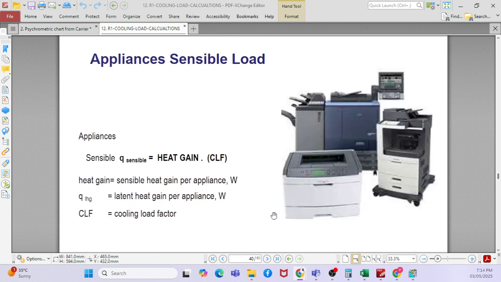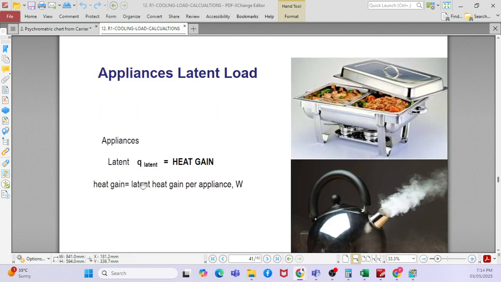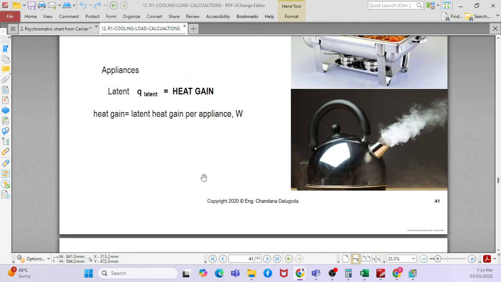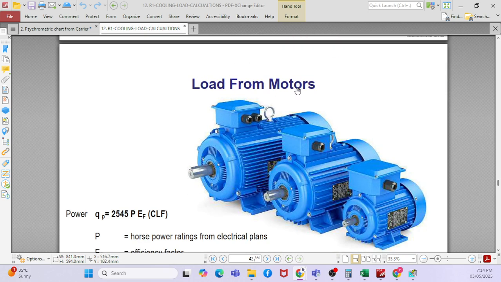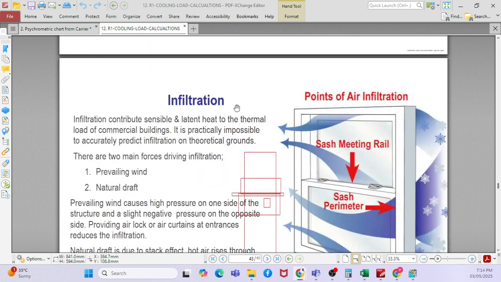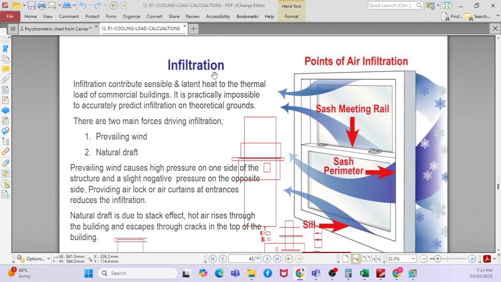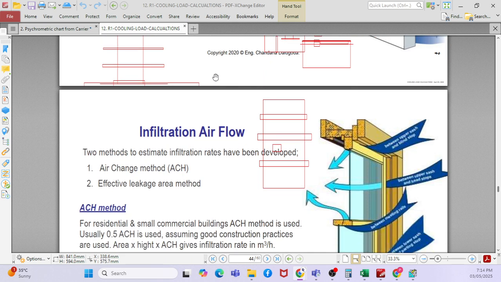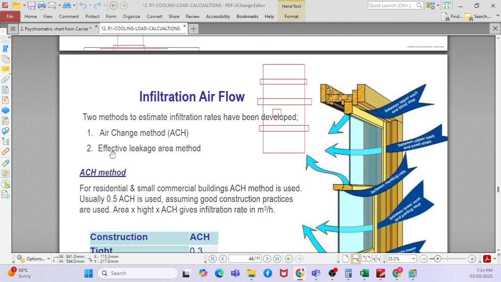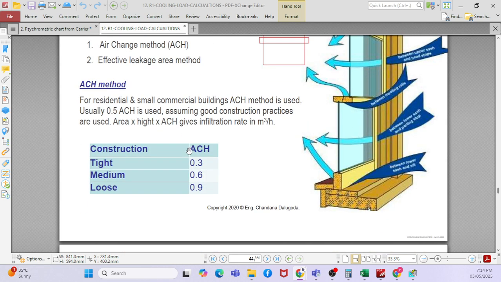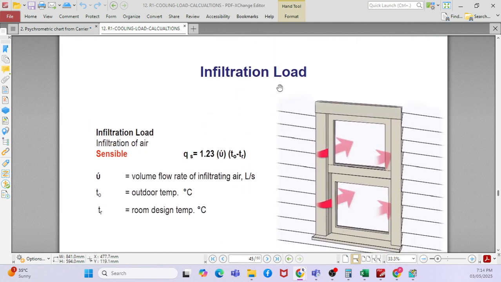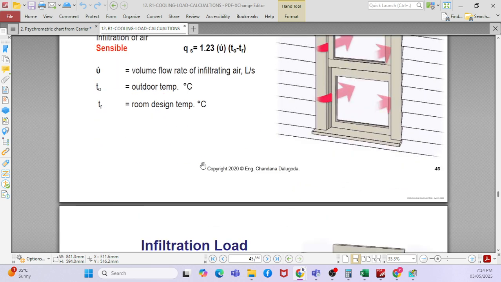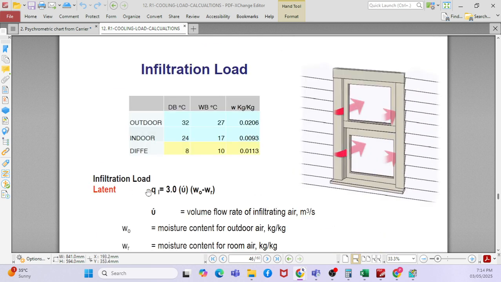Then you have appliance sensible load, and appliance latent load, there is an equation. Then you have a latent load from motors. Then you have infiltration, again as per ASHRAE Fundamentals. You have two methods: the air change method and the effective leakage area method. Infiltration has a sensible and a latent part, right? I will be sending you a video for this as well to understand what infiltration load is.